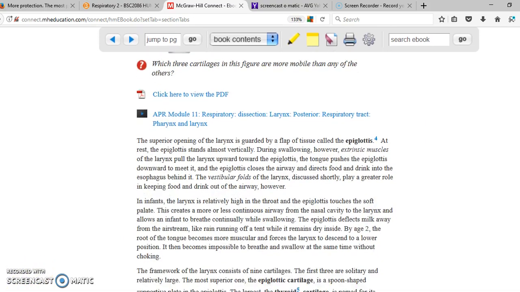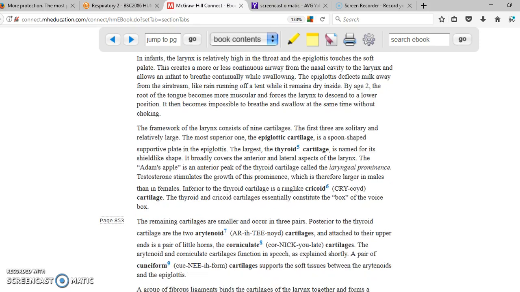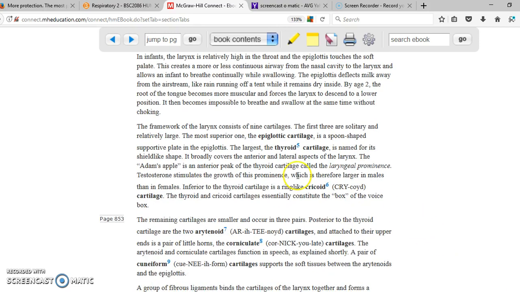So if we scroll down, I already mentioned some of the cartilages, and you can see those right here. We said in the front we have the epiglottic cartilage, thyroid cartilage, as well as cricoid cartilage. In the back we have arytenoid cartilage, corniculate cartilage, and cuneiform cartilage. Usually these are 2 sets of 2, the ones on the back.